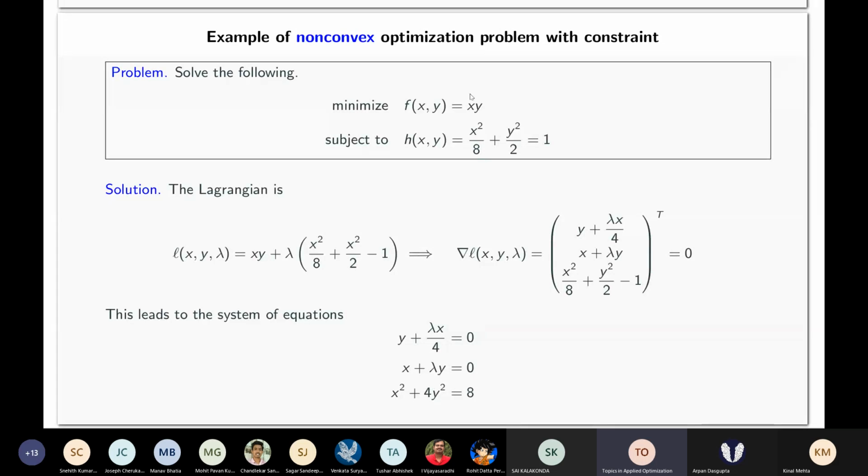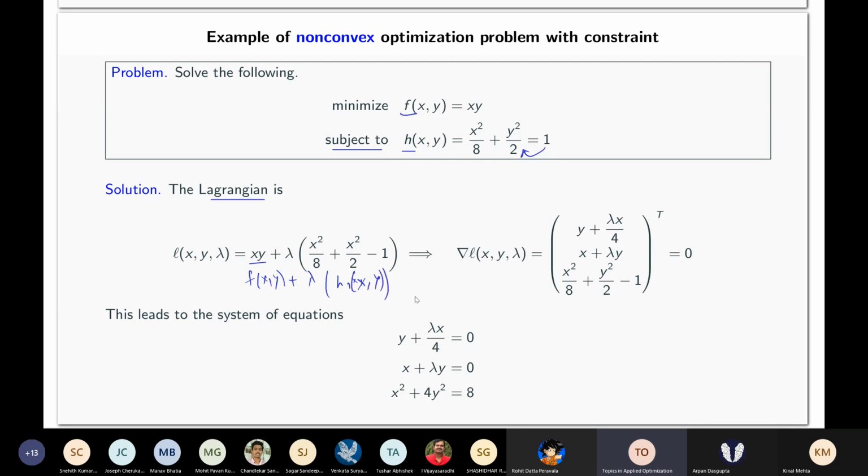So let us see a function like this. The objective function is xy, and the constraint is subject to h(x,y) is this. It's like an ellipse constraint, x squared by 8 plus y squared by 2 equals 1. So what are the steps we have? The first step is to define the Lagrangian. The Lagrangian is the function plus lambda times the equality constraint. And remember that the constraint has to be of the form h(x,y) equal to 0. So we have the Lagrangian, which is defined to be f(x,y) plus lambda times h(x,y).